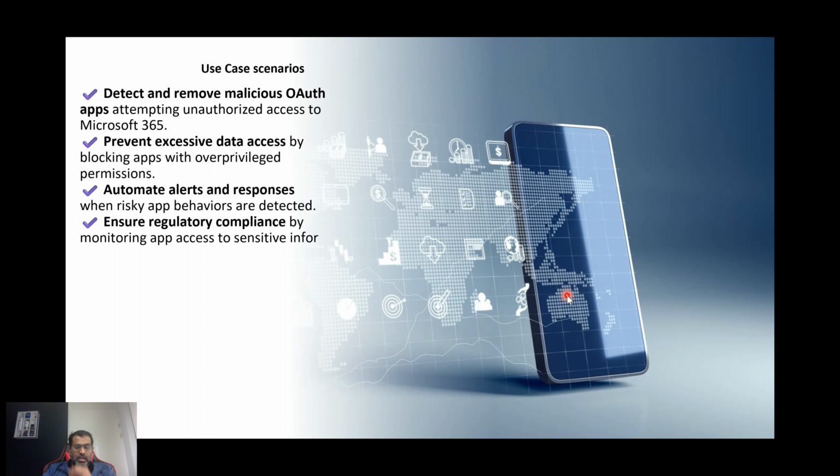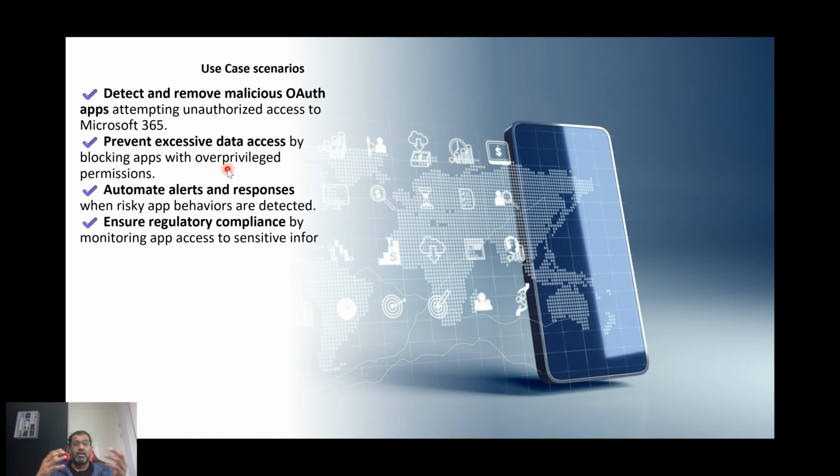So the use case scenario, if you ask me, is helping in detecting and removing malicious OAuth apps attempting unauthorized access to Microsoft 365 data. So that's one thing. And preventing excessive data access by blocking apps with overprivileged permissions, because these are the two scenarios you can consider when your OAuth application is compromised.